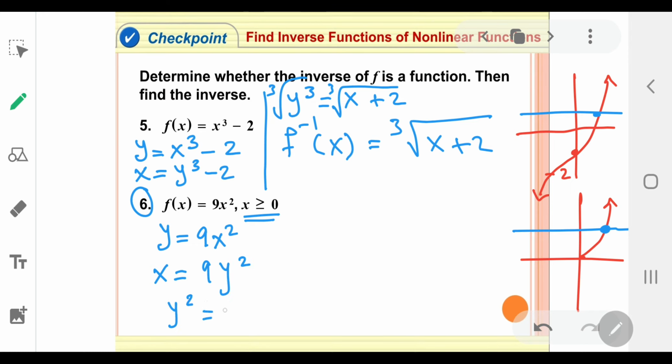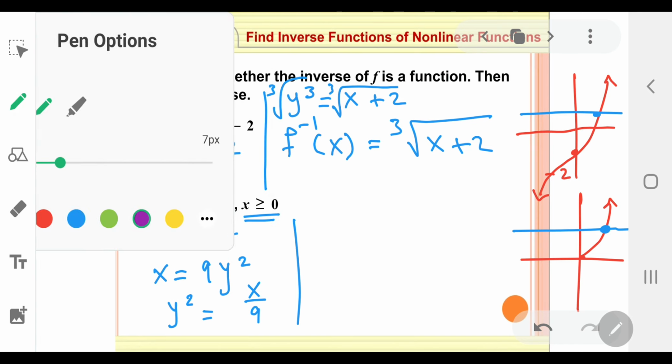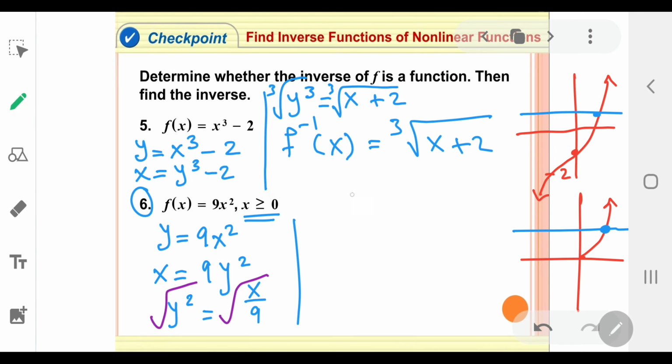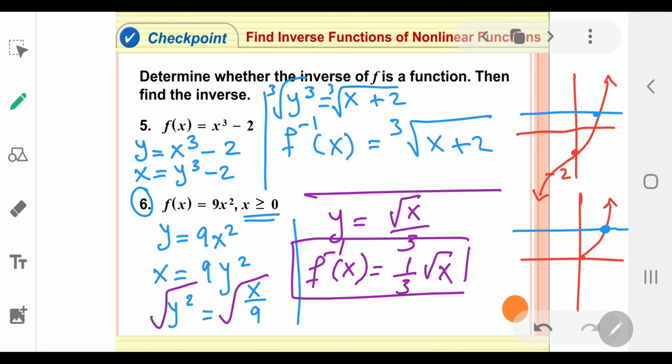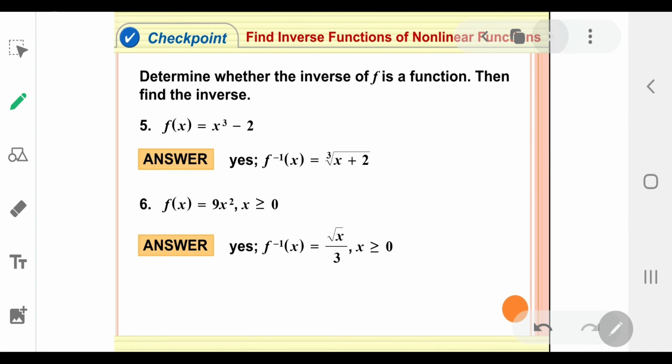So y squared is equal to x over 9. Now find the square root of both sides. So y will be the square root of x over 3. You can leave it like this or use the inverse function notation, either leave it as root x over 3 or 1/3 root x. Both are equivalent. I hope you all did it correctly, and this will be the correct answer.